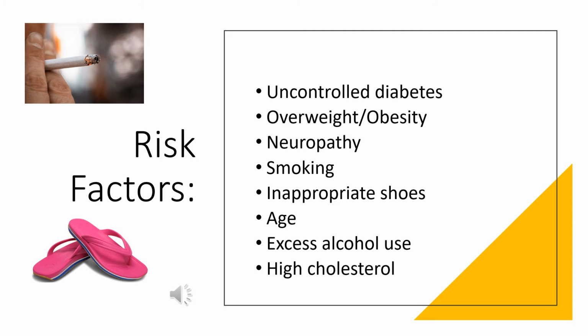There are several risk factors when it comes to a diabetic foot ulcer forming. Many of these risk factors are modifiable, while some are not. Most of these risk factors can be found in other body system diseases. For diabetic foot ulcers, a main risk factor is uncontrolled diabetes. Being overweight and having a diagnosis of obesity, neuropathy, smoking cigarettes, inappropriate shoe wear, age, excess alcohol use, and high cholesterol.